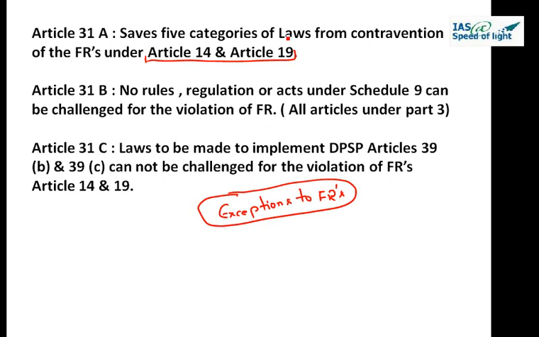Only with regard to Article 14 and Article 19, and these are related to agricultural land reforms, agricultural land, industry and commerce.